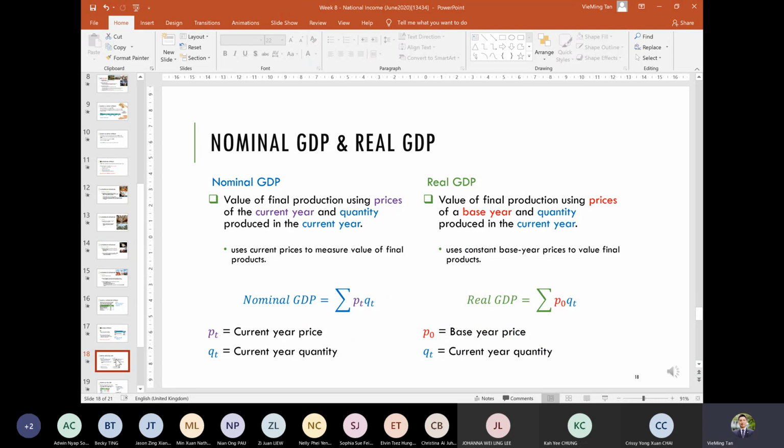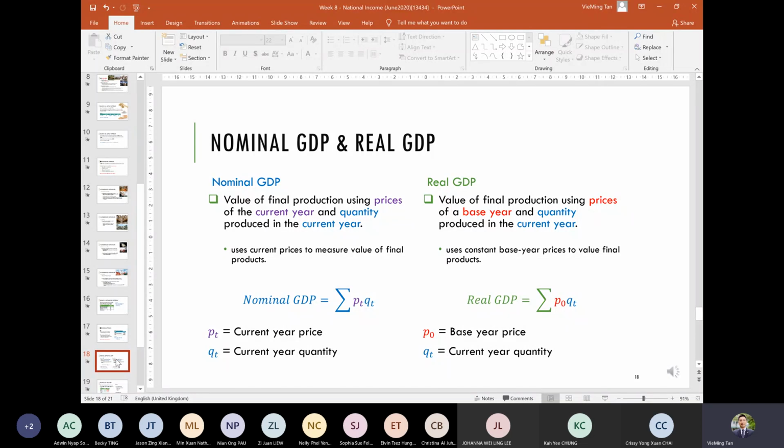Okay, then the next slide is to explain to you the concept of nominal GDP and real GDP. What is the difference between these two, nominal and real GDP? Okay, so nominal GDP uses the value of final production in the current year and the quantity produced in the current year to calculate the value of GDP in a country.